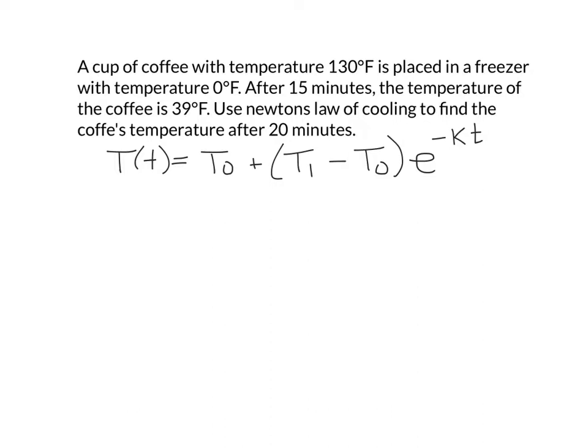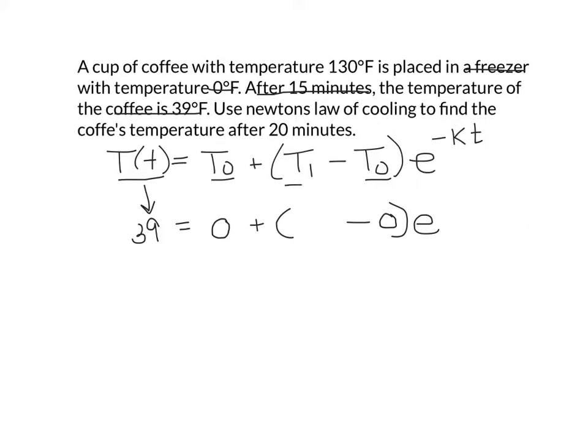So in this situation, they told us that after 15 minutes, the temperature of the coffee is going to be 39 degrees Fahrenheit. So I can say that the final temp of my coffee was 39 degrees Fahrenheit. The T sub 0 represents the surroundings, or the room that the coffee was placed in. So in this situation, we placed our coffee in a freezer, and our freezer was 0 degrees Fahrenheit. So anywhere we see the T with the subscript 0, that is going to represent the temperature of the surroundings, and we can substitute the 0 into that equation.